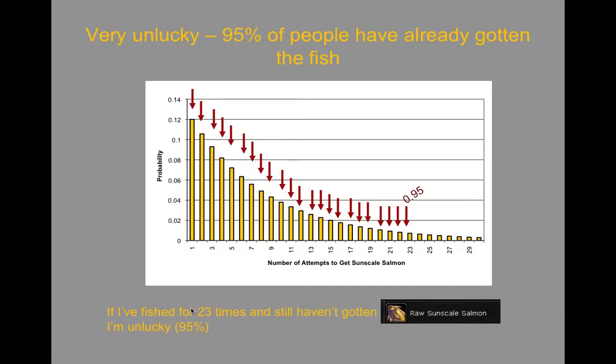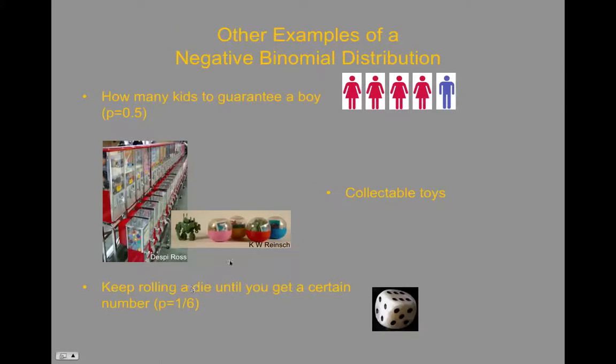Okay, so there are other examples of a negative binomial distribution. What if you wanted to guarantee that you'll have a boy in your family? Well, the probability of having a boy or a girl each time is 0.5, but how many kids do you have to have to guarantee having a boy? It turns out if you have 5 kids, using the negative binomial distribution, you can figure this out. There's a 97% chance that you will have a boy. It may not be the 5th one, it could be the 1st one or the 3rd one, but there's a 97% chance that there will be at least one boy somewhere in there.